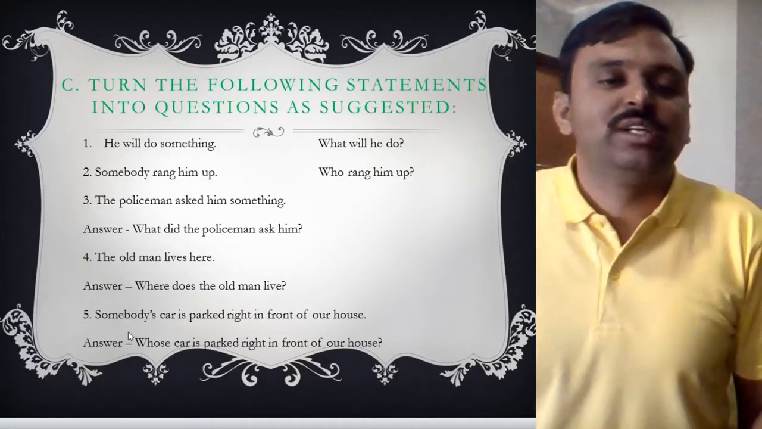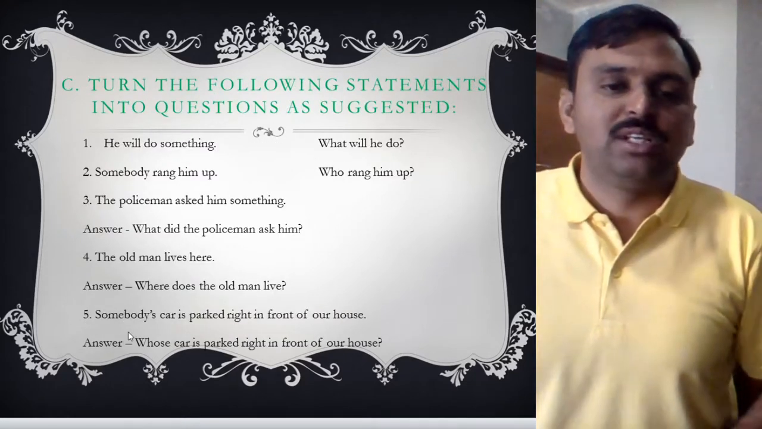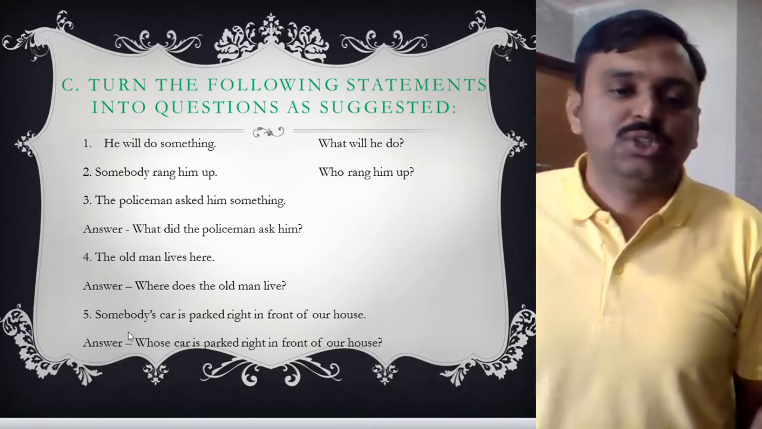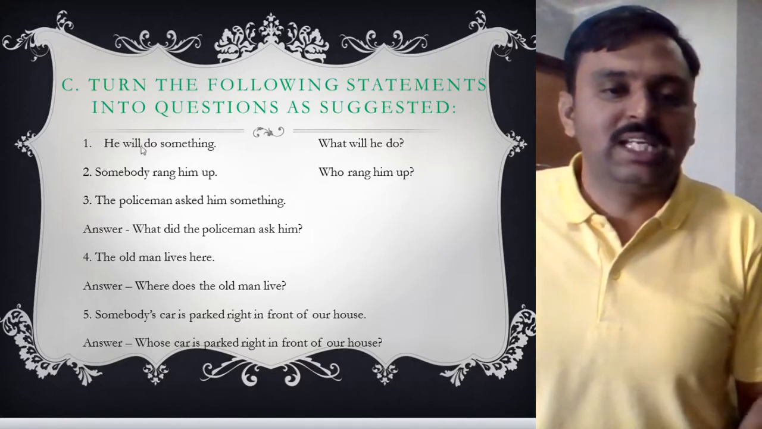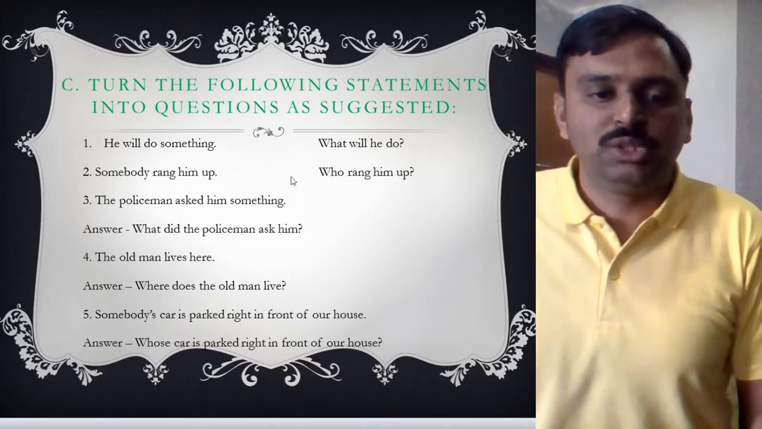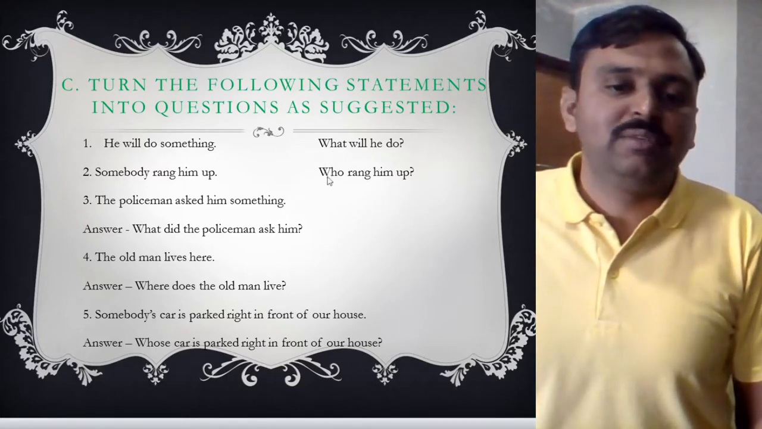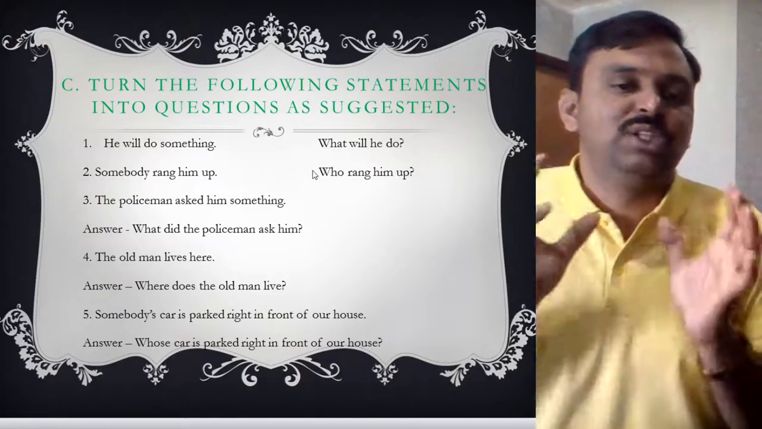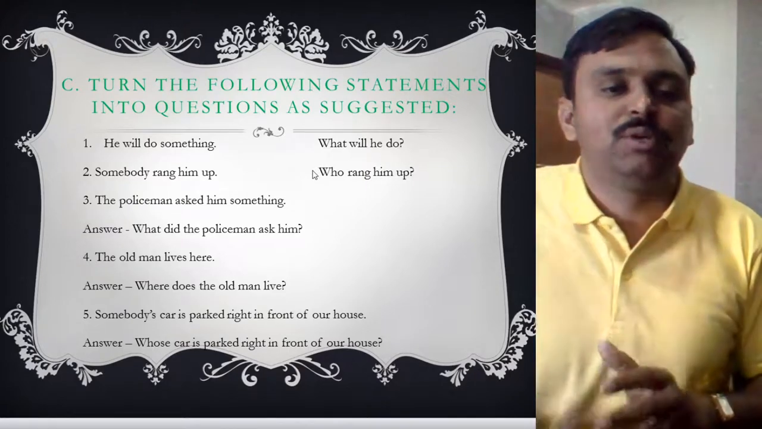Now let's go for exercise number C. Turn the following statements into questions as suggested. So they have given here some initial words, like he will do something. So we have to begin with what. Then somebody rang up, we have to begin with who. So what and who, they have given some initial words. With the help of those words, we have to frame questions.